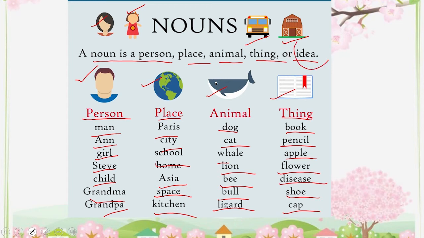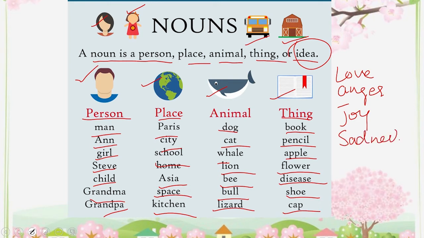Idea: love, anger, joy, sadness, honesty, hate, jealousy. These are all ideas, which are also a part of noun. We call it abstract noun, that you will learn in your next classes.